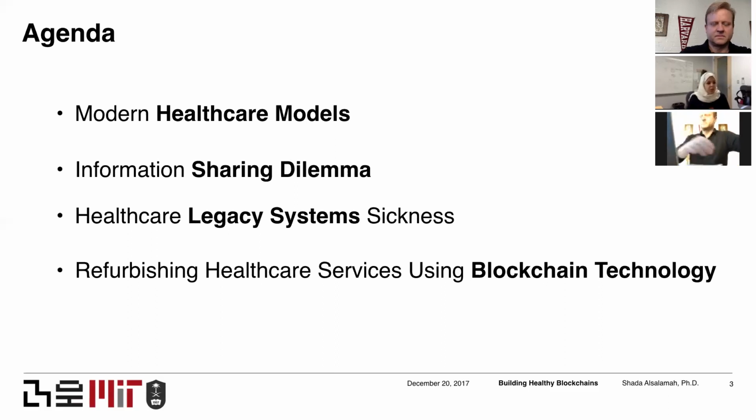So this is what I've been doing. Starting with modern healthcare models, I'll give you a snapshot of the current state of modern healthcare and the goals that they want to achieve in that model. I'll also introduce the dilemma caused by that new model and what problems these are causing to legacy systems today. And then I'm going to finalize with the introduction to blockchain and how I see it in my domain and how it can refurbish those healthcare services using those legacy systems to address that problem.